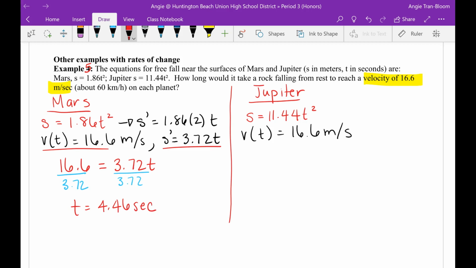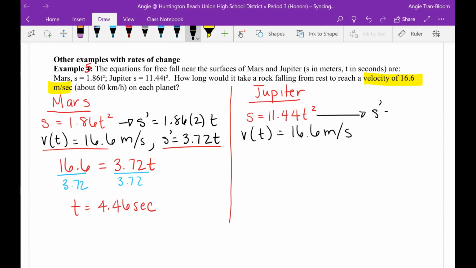They gave you velocity already, so this type of question really wants to know: do you know the relationship between velocity and position? Because they gave you velocity and want time, how long would it take a rock falling from rest to reach a velocity of 16.6? We just solve for time by taking the derivative of S, setting it equal to 16.6, and solving for T. Similarly, we do the same thing over here.